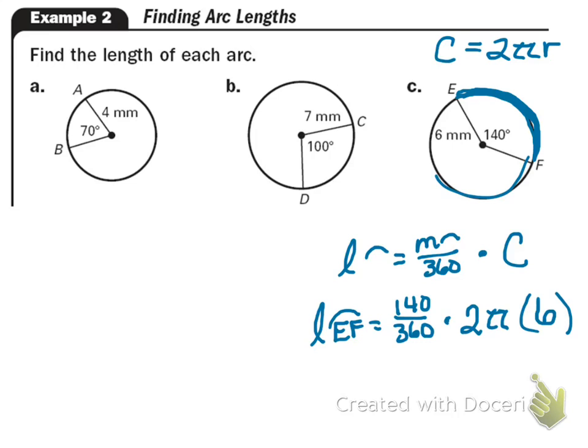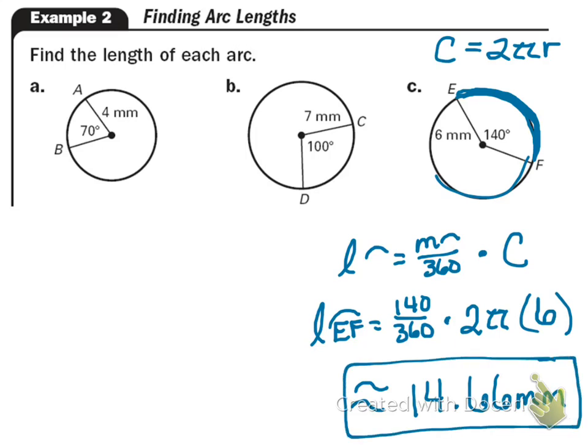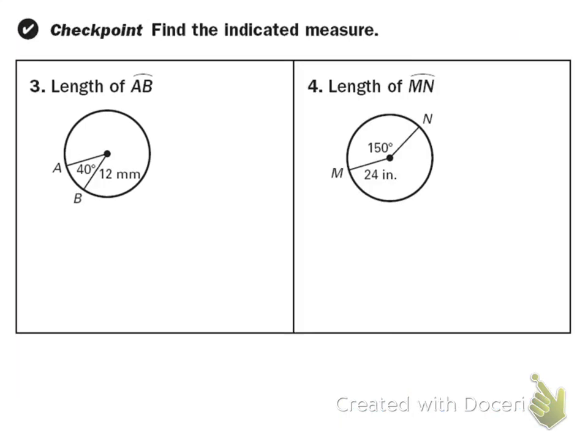Punch it into your calculators. If you punched it in correctly, you should have gotten approximately 14.66 millimeters. Alright, I've done this for you now 3 times. Why don't you give it a try? Here's a couple of examples for you to practice. Pause the video, give each one of them a try, and then unpause the video and check your answers.